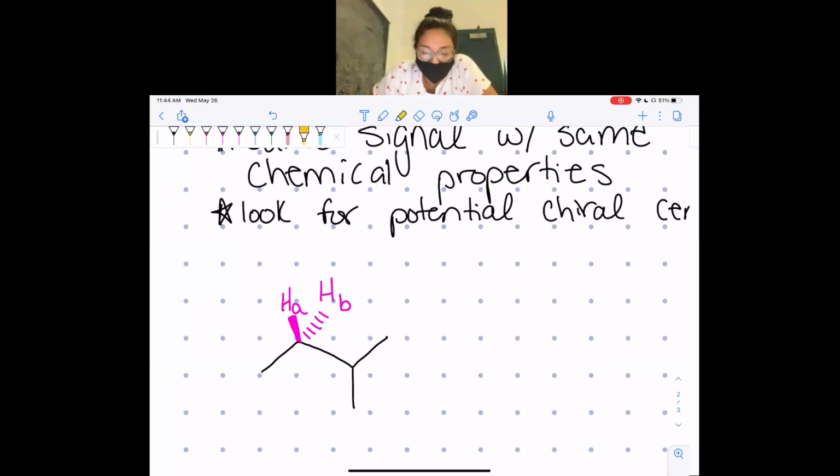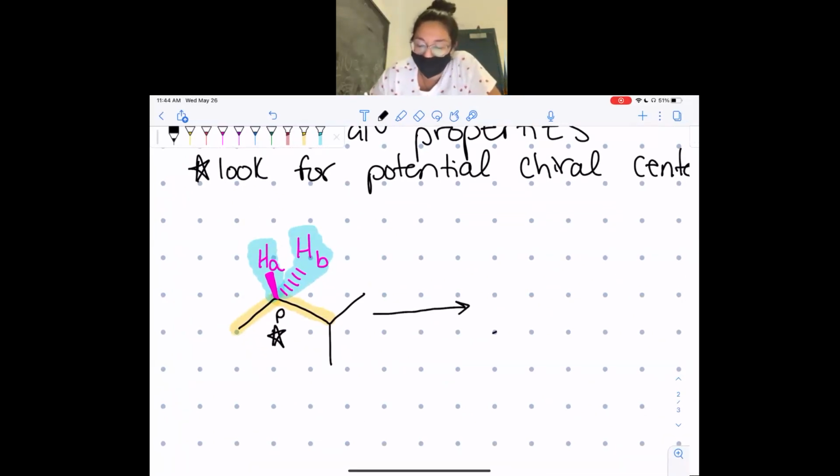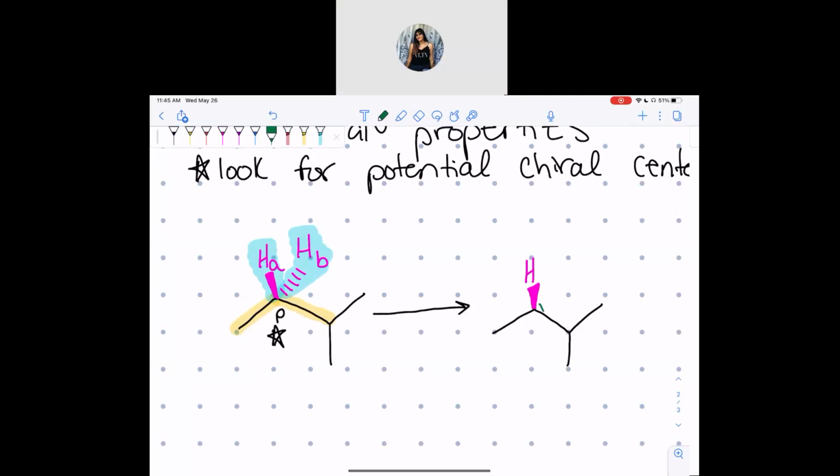So this spot does not have four different groups. However, it does have two different groups and two hydrogens. So this is what we like to call a prochiral or potential chiral center. What this essentially means is that if we were to replace one of these hydrogens with another group, let's say an oxygen, like an alcohol group, we would get a chiral molecule.